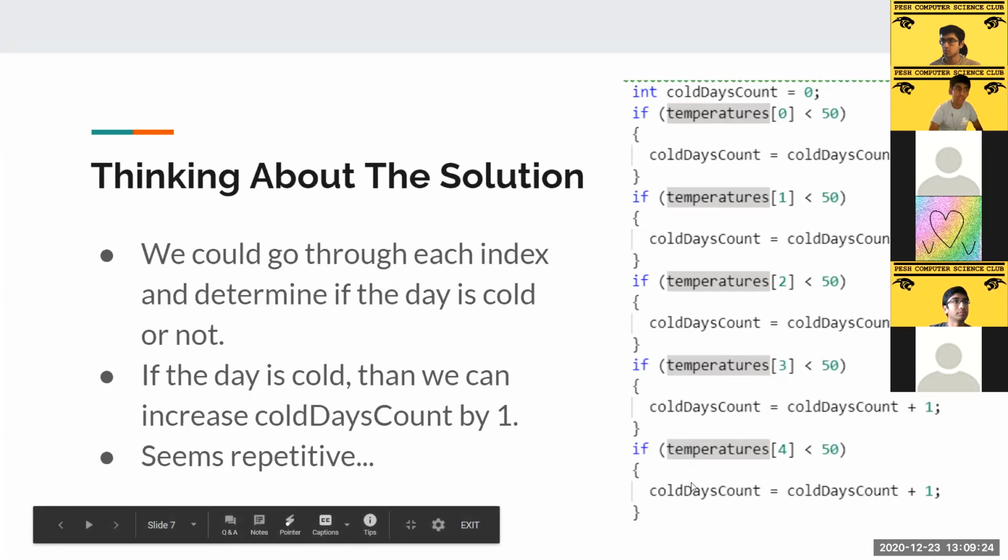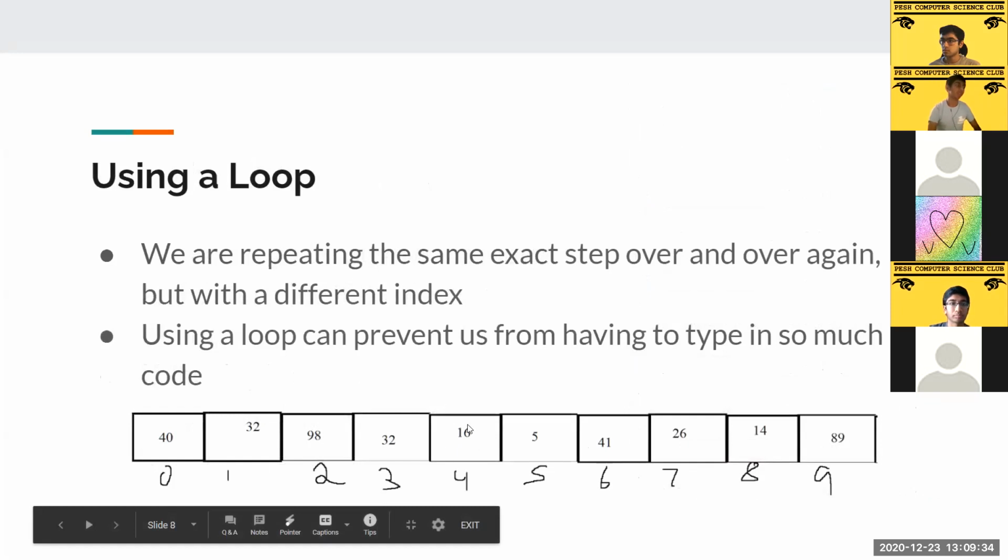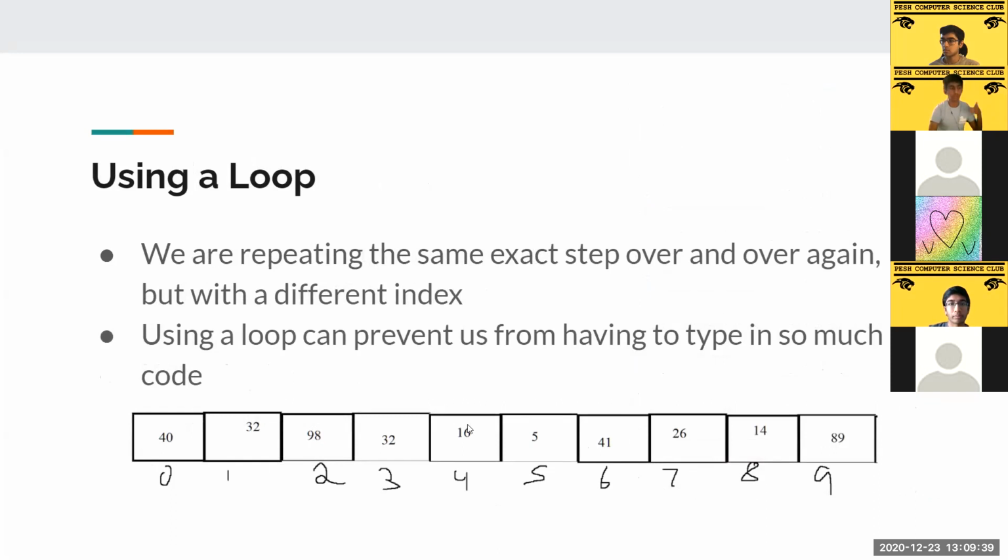It's always going to be less than 50. We're always going to increase the amount of cold days we have by 1. The curly brackets are the same. The if statement's the same. It's just the index that's a bit different. So with the for loop, we don't need to type in that much code, and we can do this problem a lot quicker.